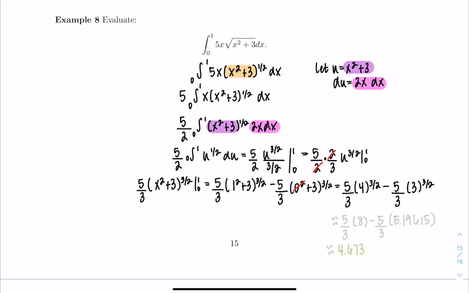And we're just going to get a decimal approximation here. This gives me 5/3 times 8 minus 5/3 times 5.19615. And so this will end up giving me around 4.673.